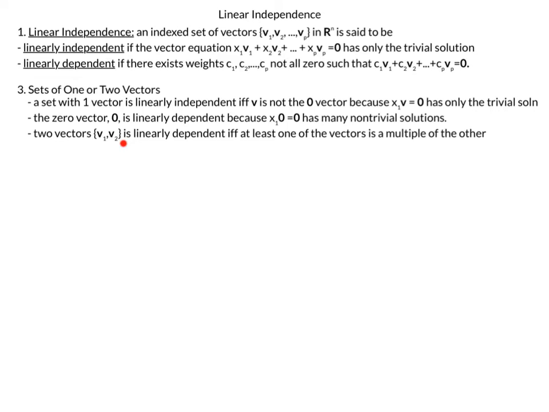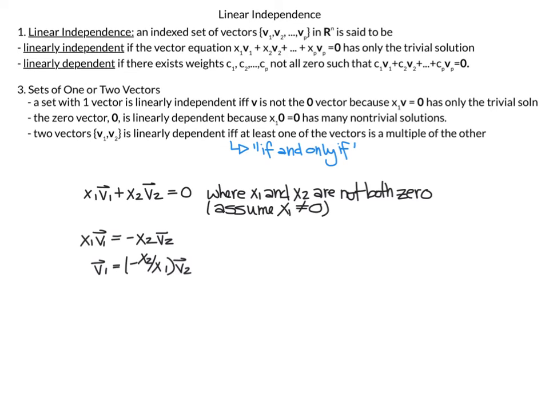Two vectors, v1 and v2, are linearly dependent, or the set is linearly dependent. I'm just laughing because I always look at this and think of it as two vectors, so the verb should be "are", but it's the set of vectors that is linearly dependent if and only if at least one of the vectors is a multiple of the other. I put a note here that IFF means if and only if. To see that, I wrote this out.